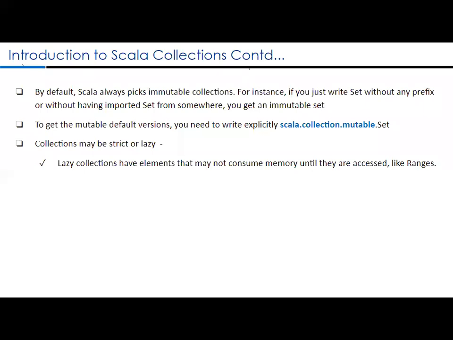In Scala, collections may be strict or lazy. What I mean by lazy is that lazy collections have elements that may not consume memory until they are accessed, for example ranges. We have seen one important property in Scala, lazy evaluation, right? Similarly, we also have lazy collections. We will see all those things. You may have the data, but until you access it, the memory will not be consumed. Any questions, you can raise your hand.